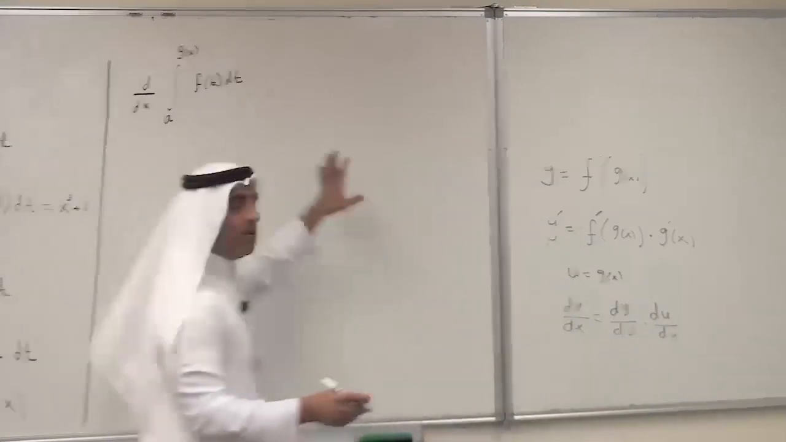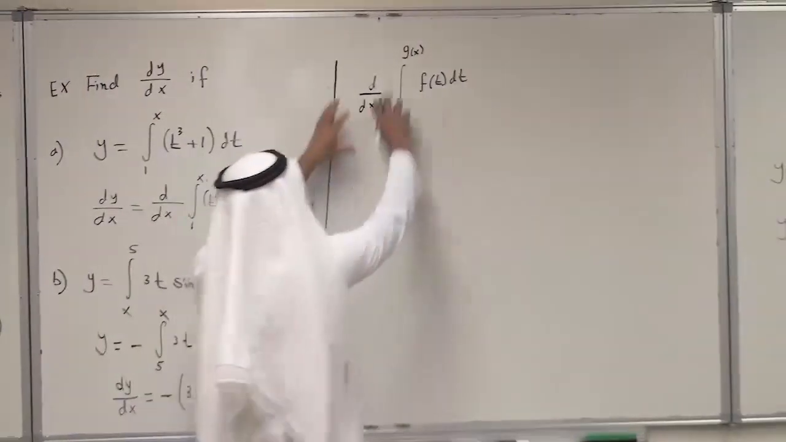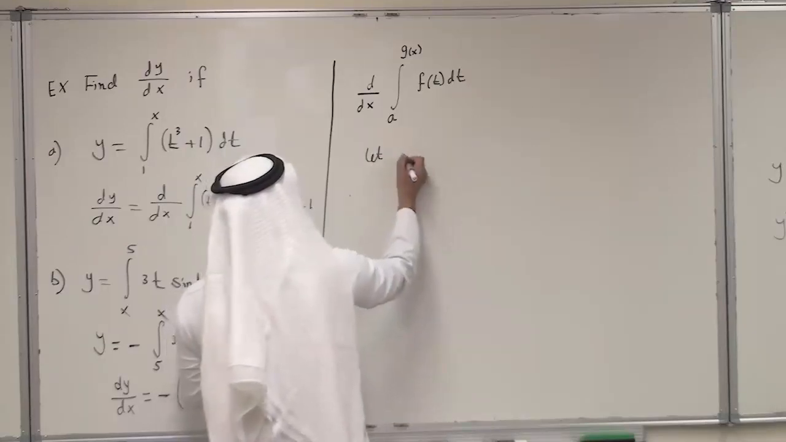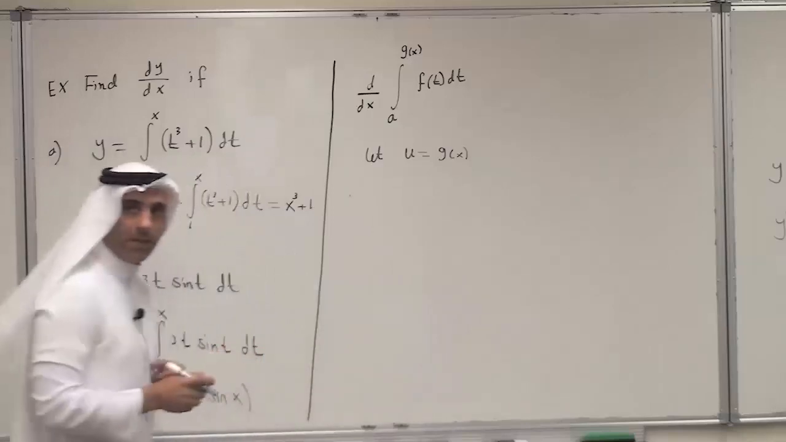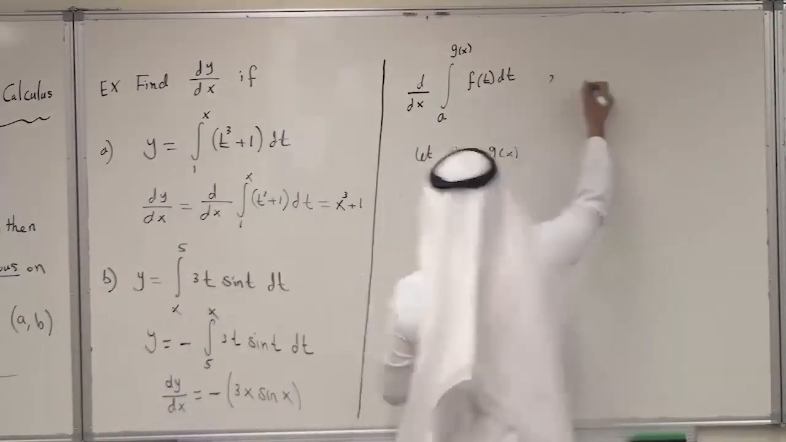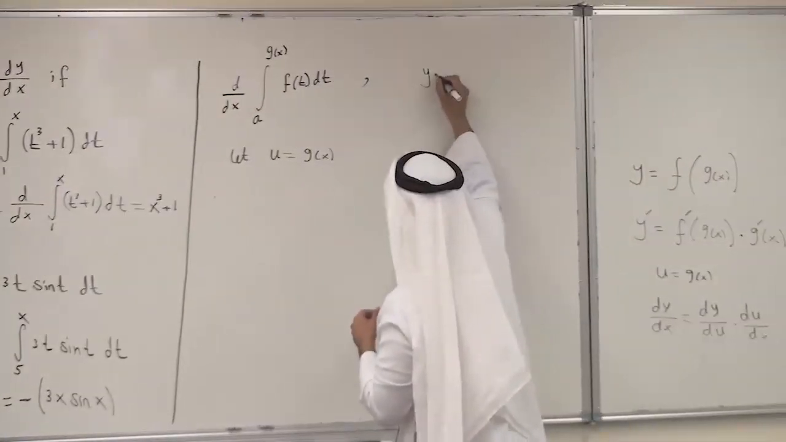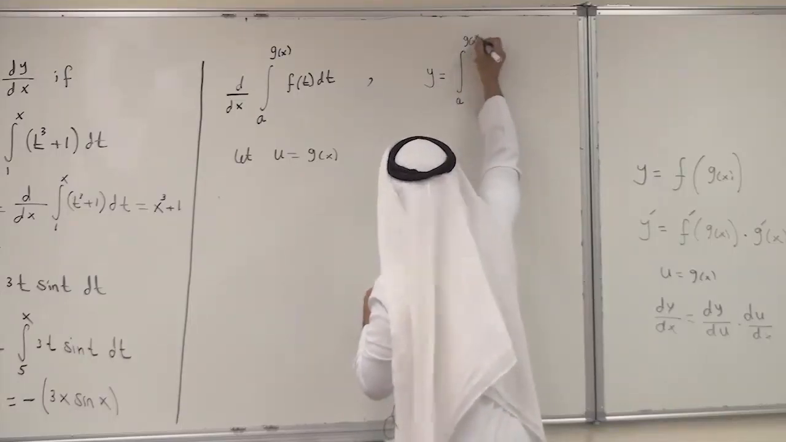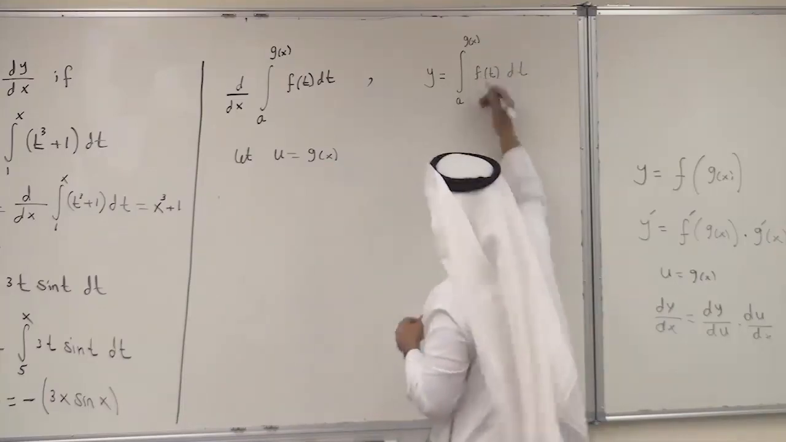So exactly what I will do here is the same argument we did before. In order to evaluate the derivative here, I will let u equal g of x. I will call this whole function y. y is equal to the integral from a to g of x of f of t dt, assuming the function f is continuous.